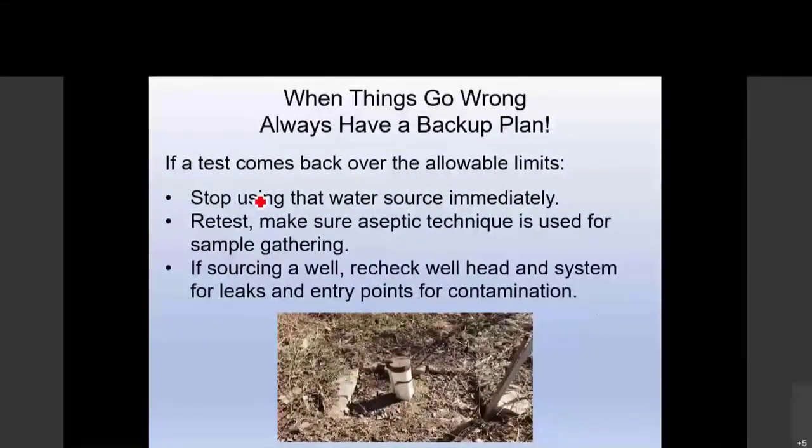So what do you do when things go wrong? All right. So a savvy farmer is going to have a backup plan, and he's probably going to have plans not only B, C, and D, but maybe E as well. So if a test comes back over the allowable limits, you want to stop using that water source. You're going to want to retest, make sure those hands were cleaned and gloved. All right, I've seen that happen. And making sure that your aseptic technique is just spot on.